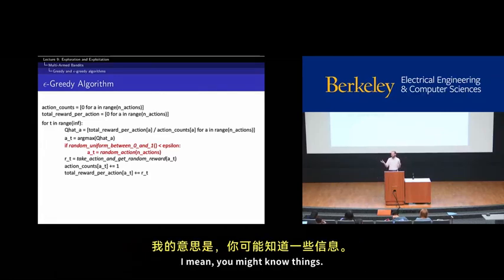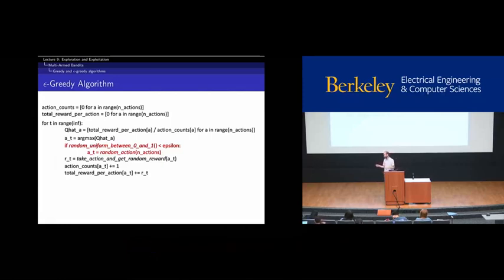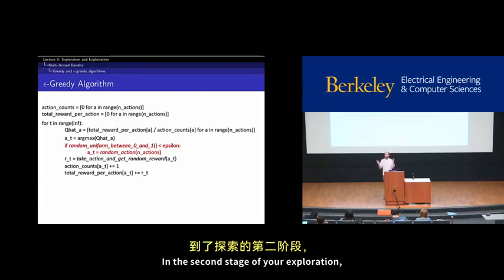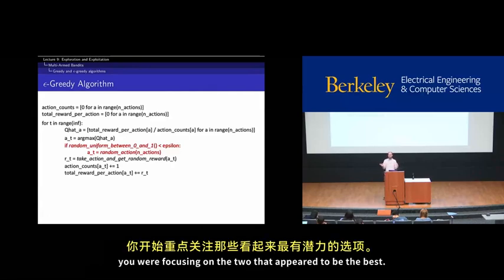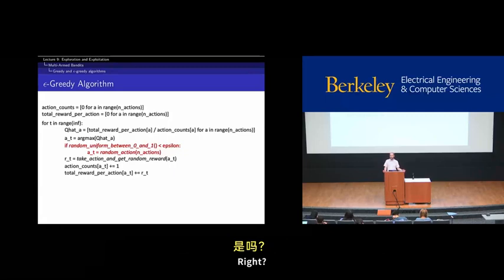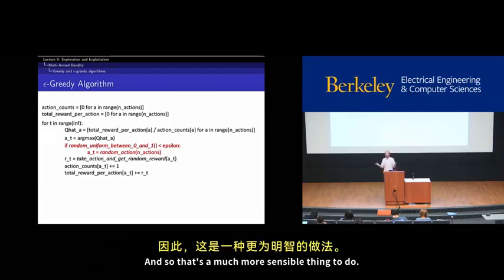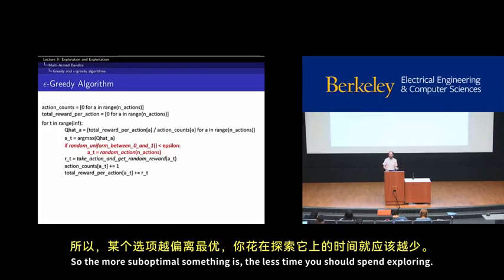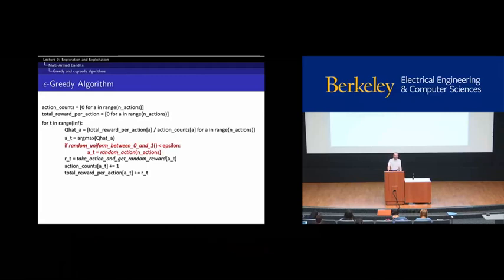I mean, you might know things. Like in the first stage of your exploration, you were exploring them all equally. In the second stage of your exploration, you were focusing on the two that appeared to be the best, right? And so that's a much more sensible thing to do. It's kind of tailoring your exploration toward the actions that are more likely to be optimal. So the more suboptimal something is, the less time you should spend exploring. Yeah.